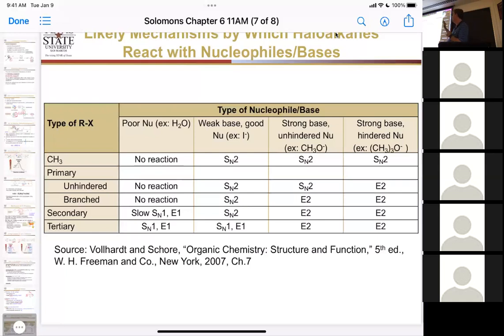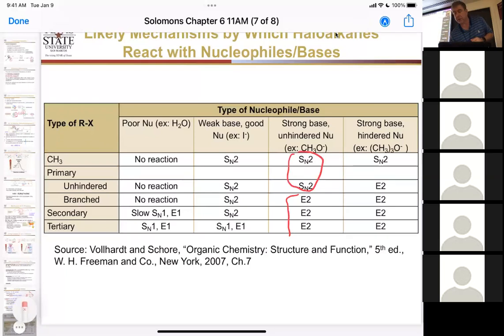Do we see why the first two actually do substitution reactions? Why these two do substitution reactions? Because they're unhindered in the substitution. As soon as we start getting any hindrance to that, it goes to the beta hydrogen and does elimination reactions.